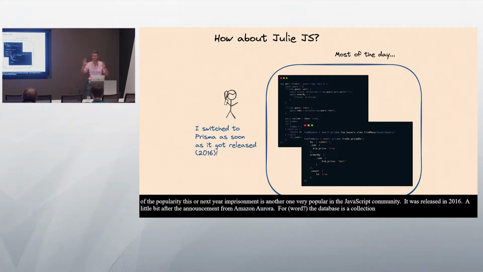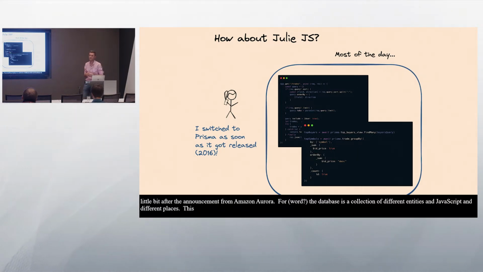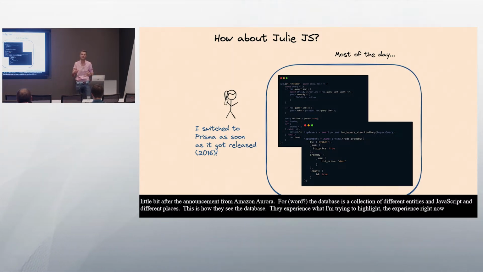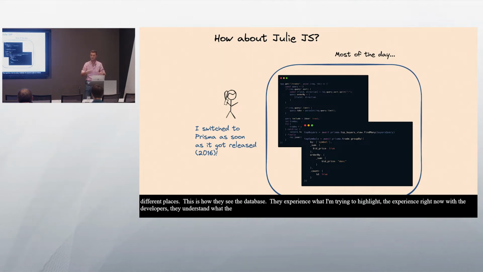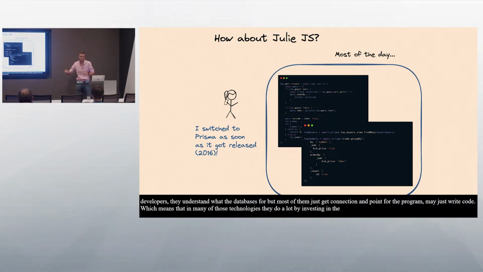What I'm trying to highlight is the experience that developers have right now. They understand what a database is for, but most of them are just getting a connection endpoint for this database, and then they're using ORMs. They just write code in their programming language to get data and to write data to the database. Which means that in many of those technologies, like Prisma and Spring Data, they do a lot by investing in the developer experience. So different minor and small steps help developer productivity.